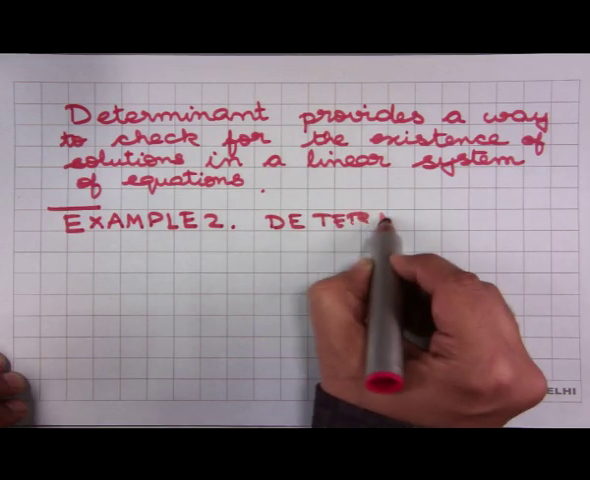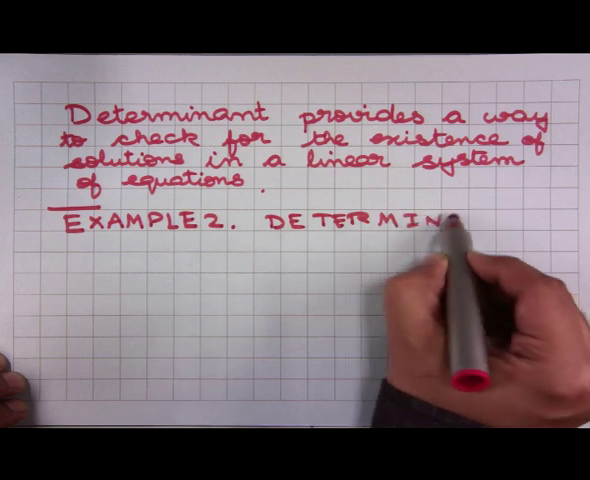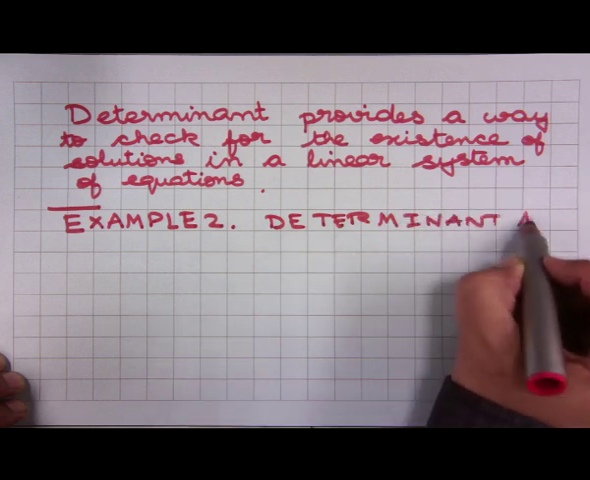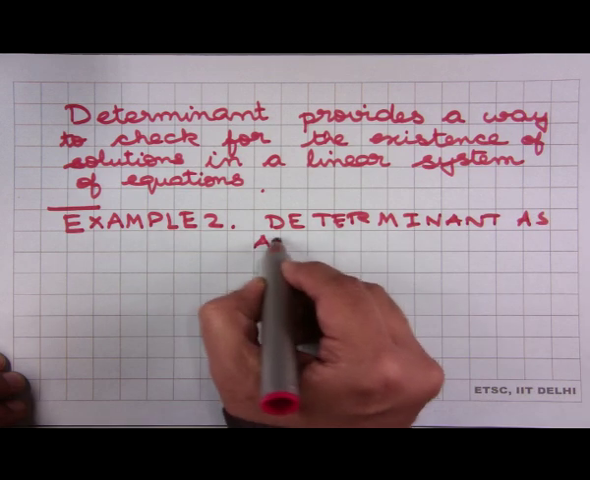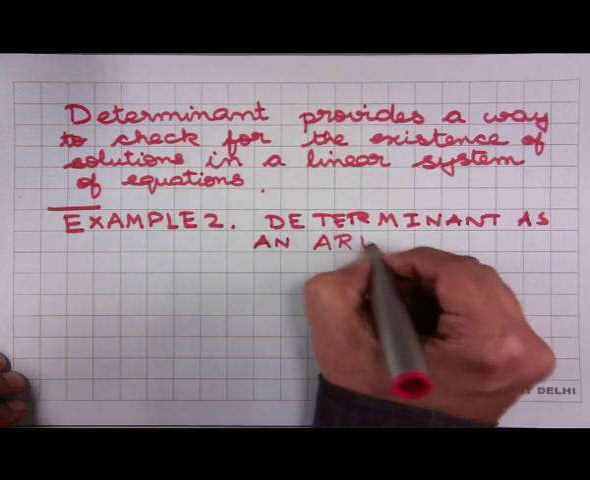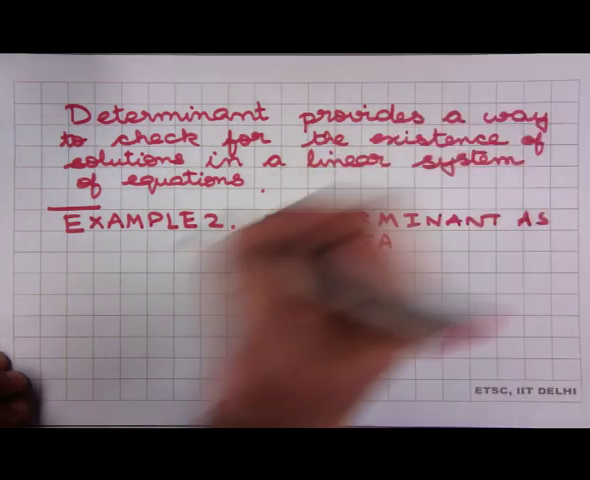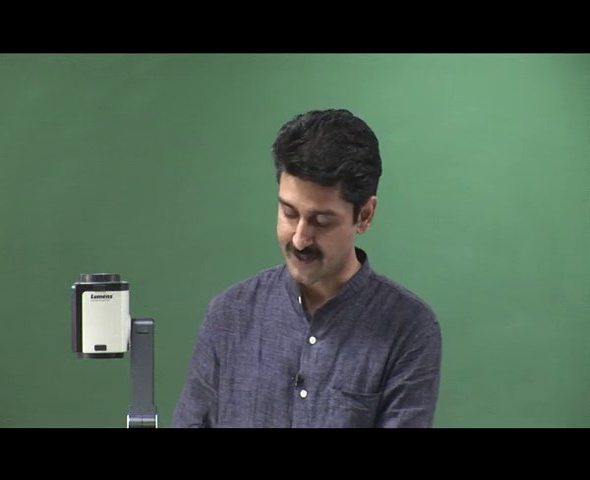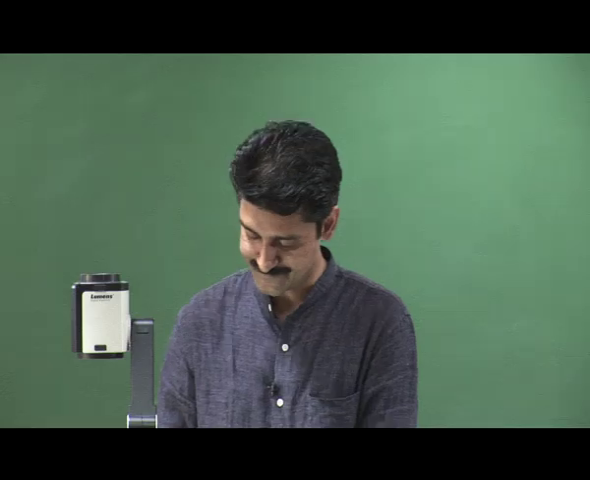So, the next example is the determinant as an area. The area is of a parallelogram which depends on the entries of the matrix. Let us consider again the 2 by 2 matrix that we were looking at, and let us try to see how it is related to the area of the columns.